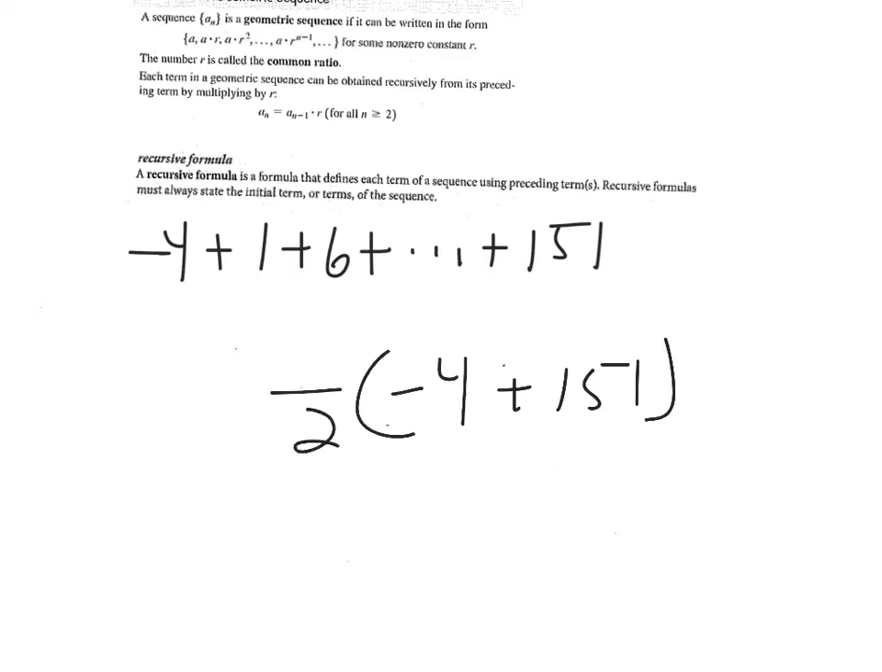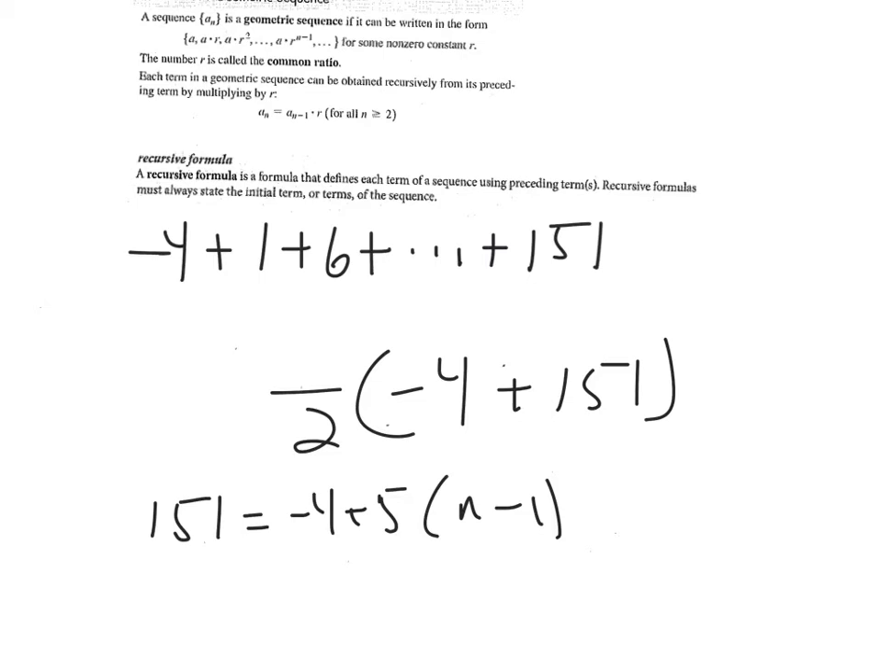So I've got to figure that out. Since we've already been working with the sequence, we already know that the explicit formula is a sub n equals -4 plus 5 times n minus 1. And we know a sub n is the 151, but what we don't know is n. I don't know how many terms there are. So then we just have to do a little algebra.